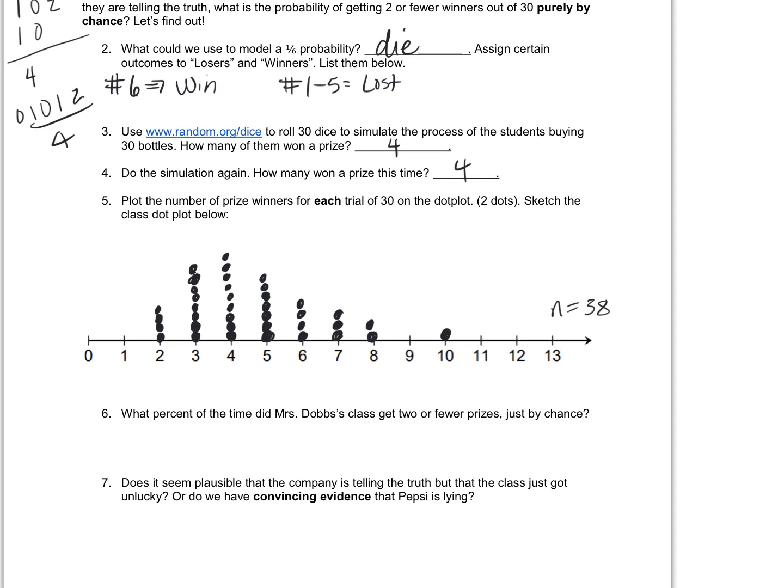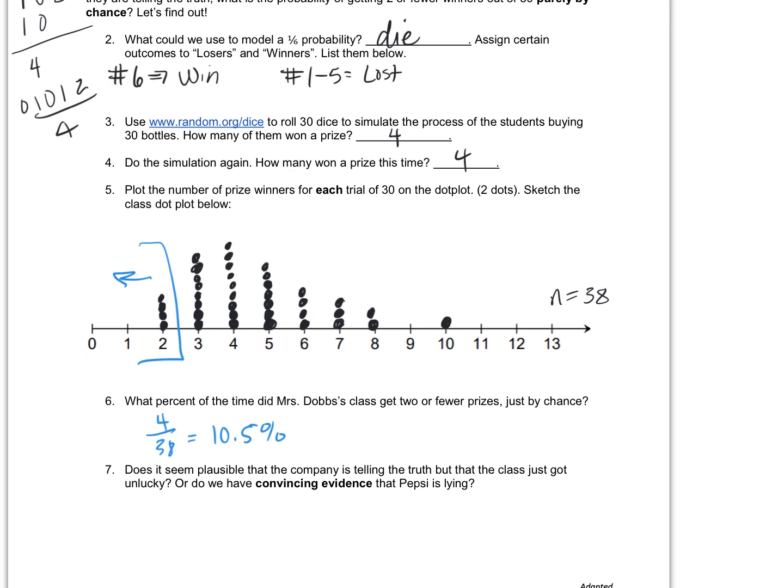What percent of the time did we get 2 or fewer prizes? So we look at our dot plot. 2 or fewer. Fewer would be this direction, right? Left. So that counts up 4 times. So 4 out of 38. All right. I don't know what percent that is. Do you? 10.5%. There we go. Okay.